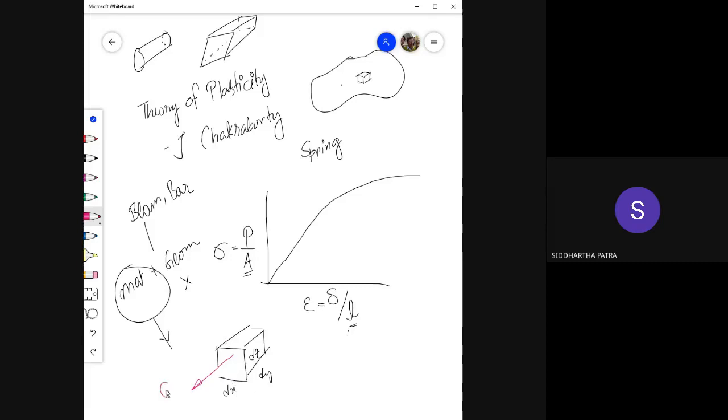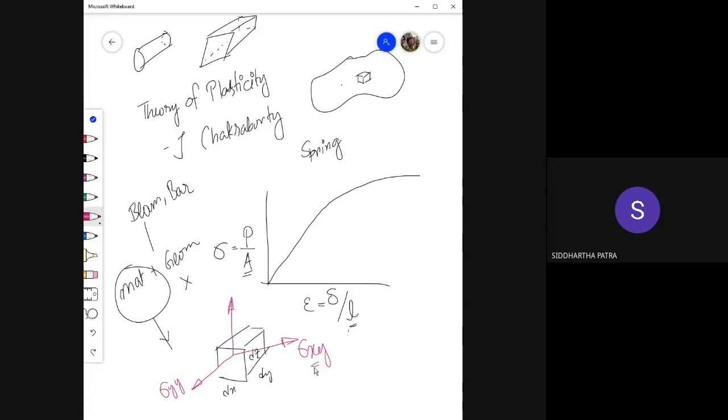So this one is sigma yy, and one that is parallel to the x axis on the same plane, we would call it sigma xy. And probably DD sir uses a different notation, just the reverse, but I prefer this way.